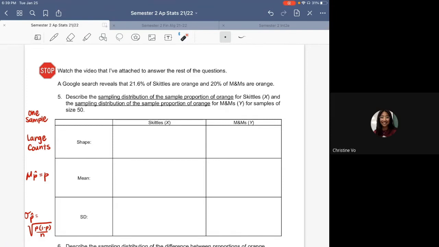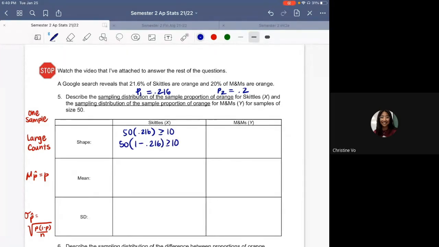So if I were to do large counts, I would do large counts on Skittles itself, and I'm going to call Skittles p sub 1, and the M&Ms p sub 2. I'm just going to use the percentages that they gave us. If I do large counts on these, I still have a sample size of 50. So my large counts rule is 50 times 0.216, which ideally should be greater than or equal to 10. And then I'm also going to do the opposite, 1 minus that proportion, and figure out what that value is as well.